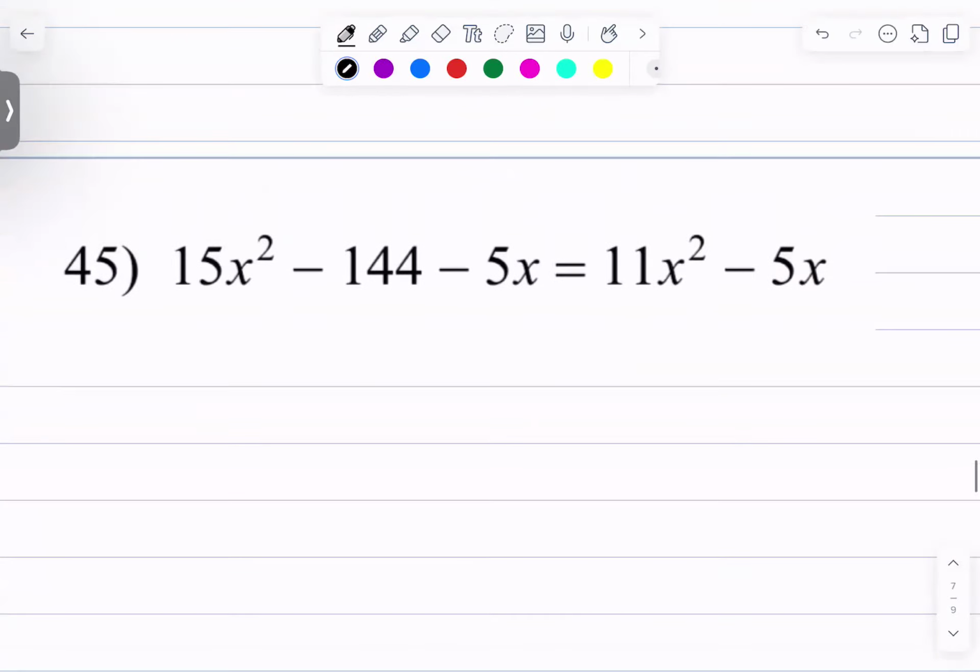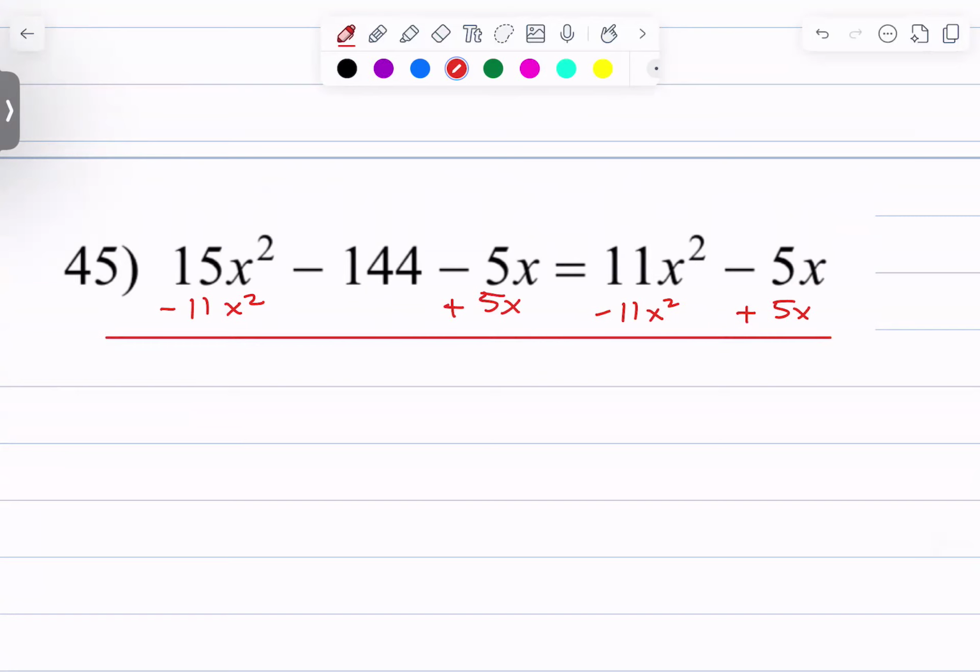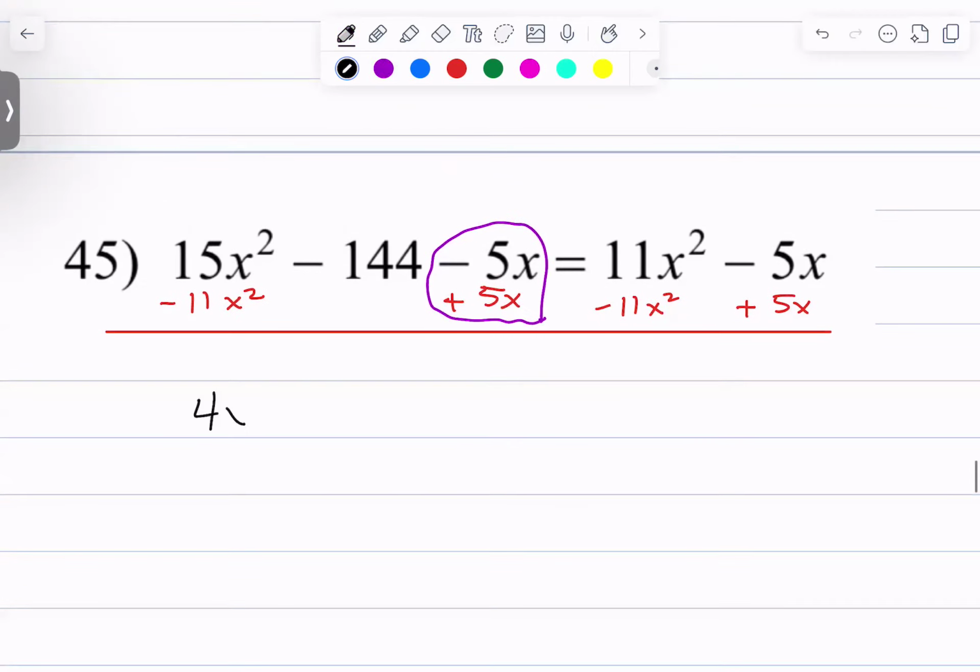Next one, we have this. It looks crazy, but I promise you, once we get one side equal to 0, it's going to look a lot better. Notice where I put the 5x in red, right underneath the negative 5x, right? So line up your terms that way. So that's 4x squared minus 144, and these two guys cancel out, equals 0.